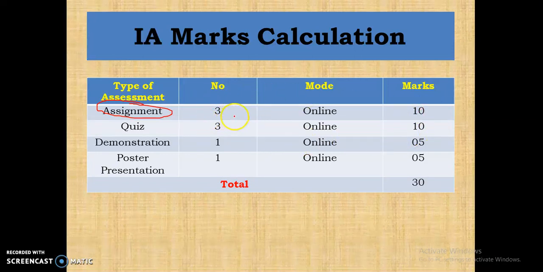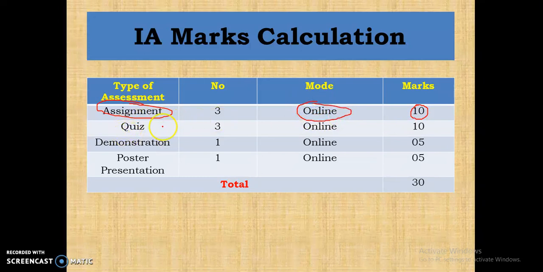The assignment marks will be decided, and we will let you know whether it is 20 marks or 10 marks per assignment, but at the end it will be converted to 10 marks. The mode is online as of now, because we are in a lockdown and everyone is at home.